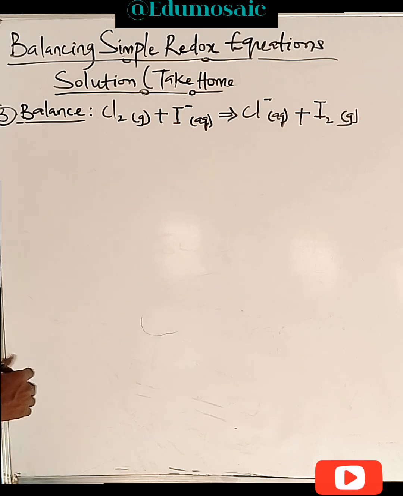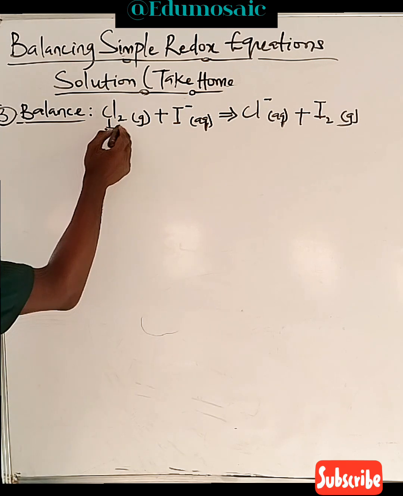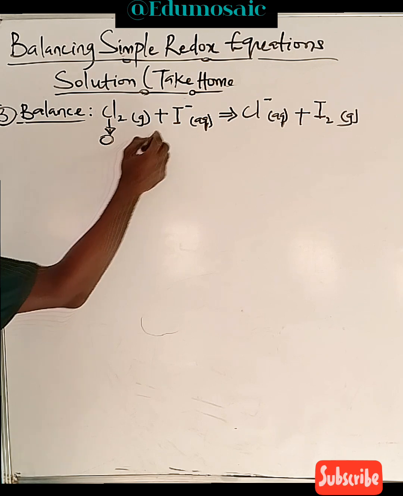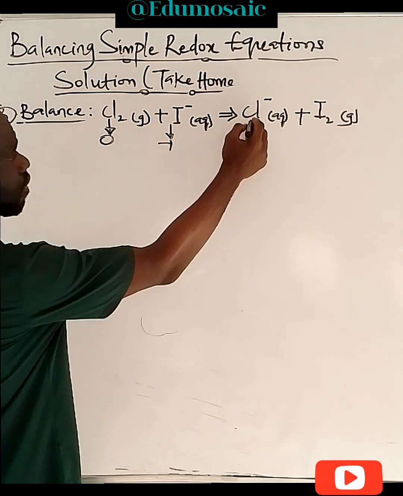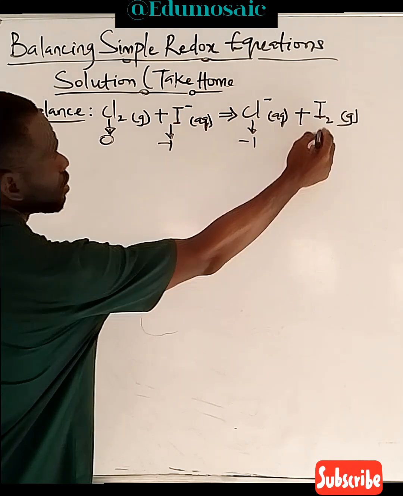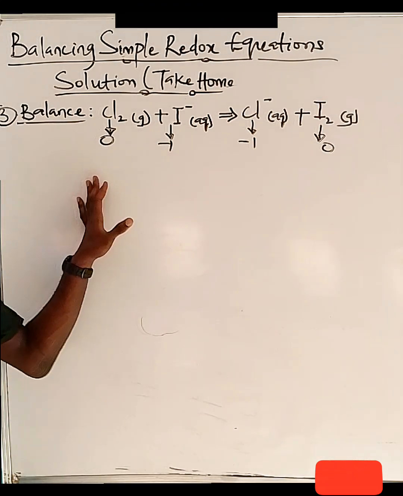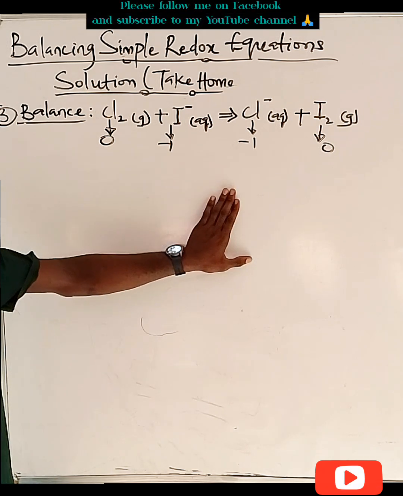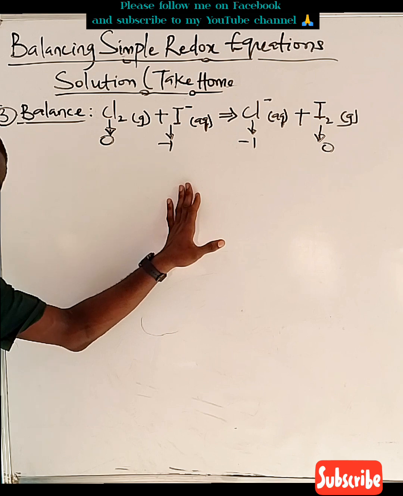Don't forget, first of all, we're going to get our oxidation numbers. What's the oxidation number for Cl here? For chlorine, that's 0. Iodine here is -1. On the product end, chlorine is -1. Iodine here is 0 also. So that's the first step. Don't forget, you write out your oxidation numbers, and after that, you look out for the reduction and the oxidation.